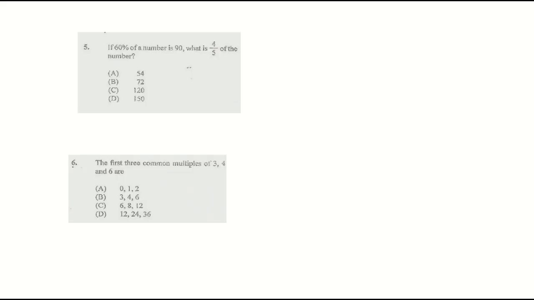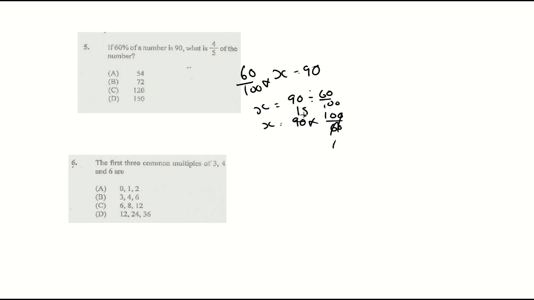If 60% of a number is 90, so if 60 over 100 multiplied by x is 90, then x would be 90 divided by 60 over 100. So x is equal to 90 multiplied by 100 over 60. Cross that out. 90 divided by 6 is 15. 15 by 100 is 150. 4 over 5 multiplied by 150 over 1. That's 30, so the answer is 120.